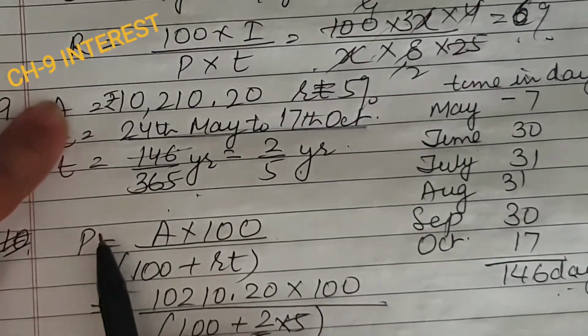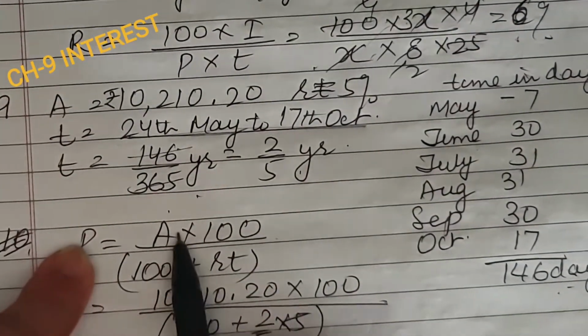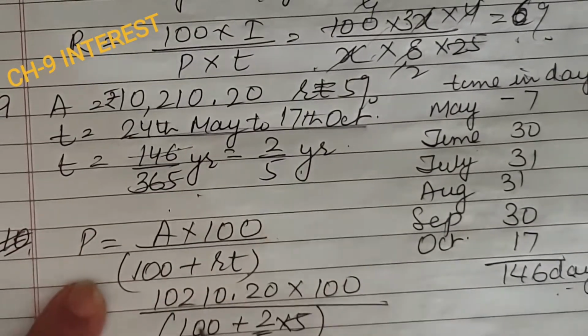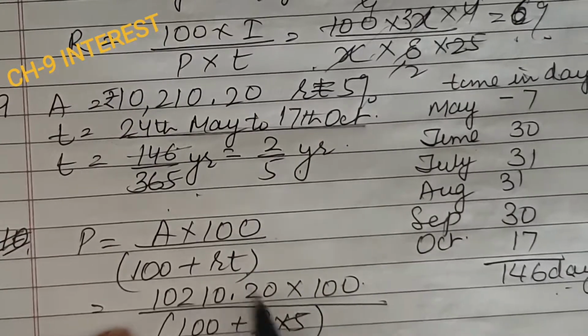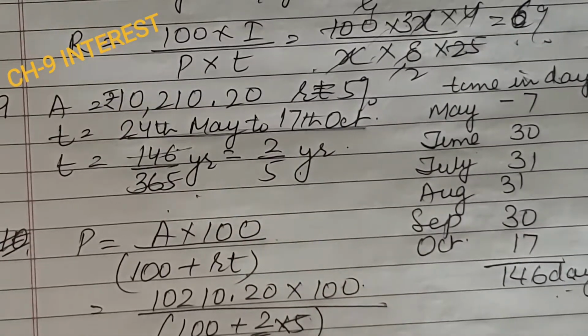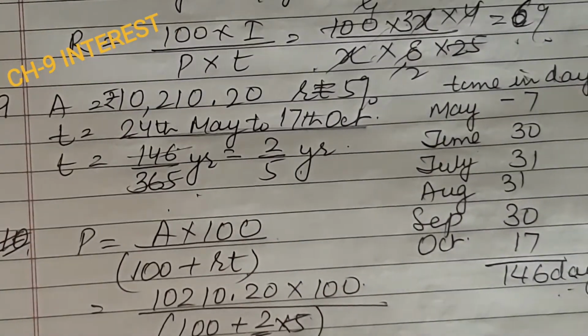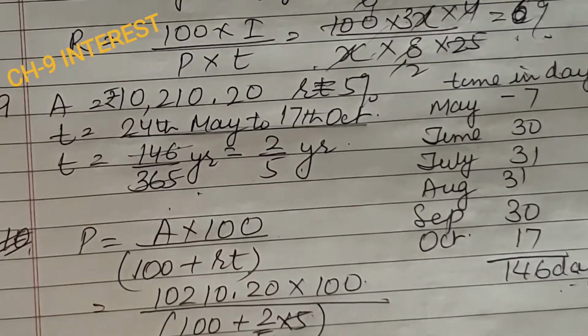So then amount was given. So we will go for this formula, amount into 100 upon 100 plus RT. Substituting amount into 100 upon 100 plus 2 by 5 into 5. The 5s cancel, so we will simplify this. This makes it 102, so the calculation is very easy. It is 1000.